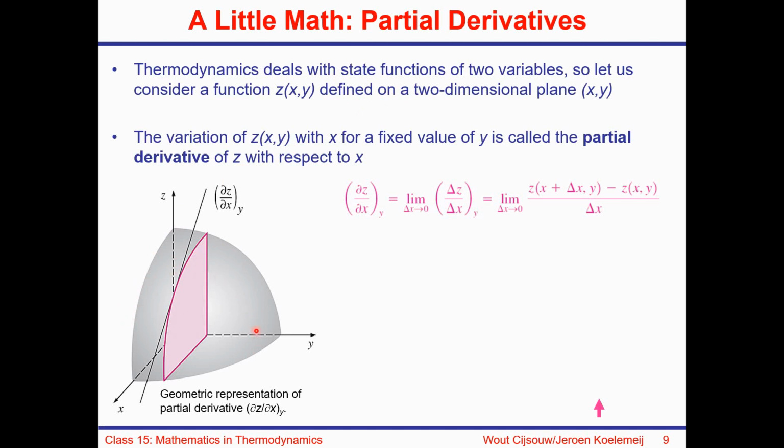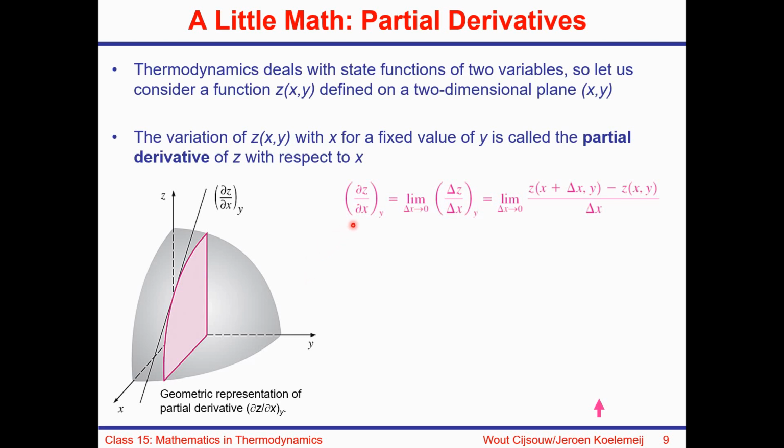And like I said, we can keep the variable y constant, so that defines a plane that intersects with the spherical surface. And along this surface, we can draw a tangent, like is shown here. And the slope of this tangent is essentially the partial derivative.